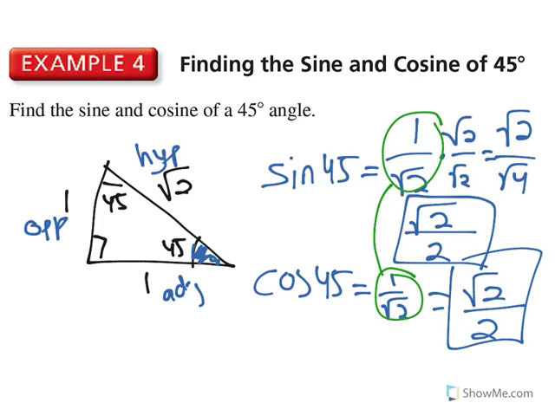Let's go ahead and add on one more thing too. If I wanted to find the tangent of 45, tan is my opposite over adjacent, so I end up getting 1 over 1. So it just reduces down to 1. So tangent of my 45-degree angle is just 1.